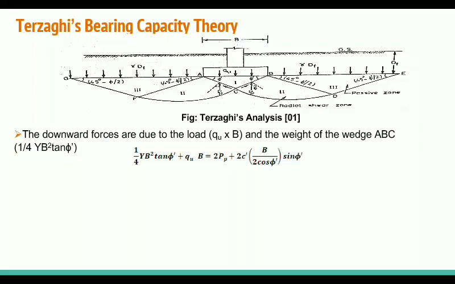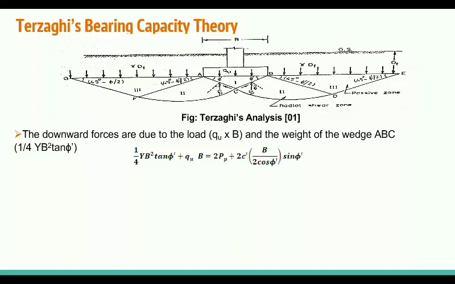So these two components of downward force will be equal to the upward force. The upward force has two components: PP, which is acting vertically upward on the sloping edges AC and BC. So we can add PP plus PP, so we have written 2 PP, where PP means passive pressure. Plus there is a shear strength, which is inclined along the slope AC and BC.